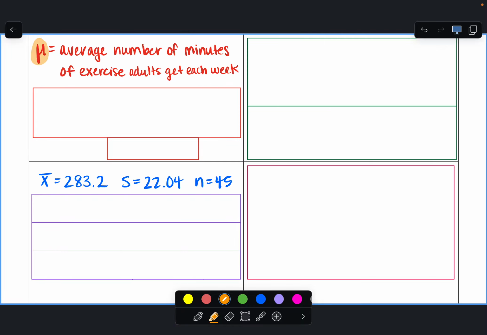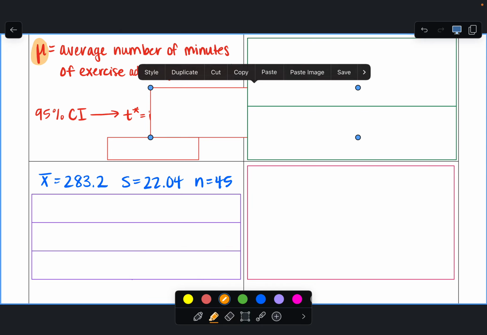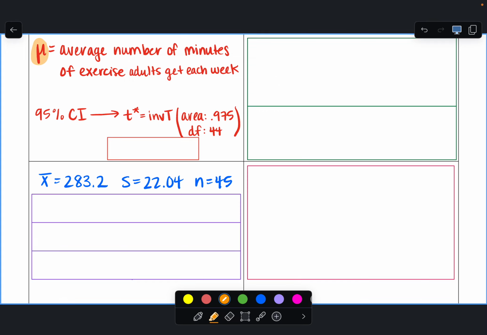Now, I have the average number of minutes of exercise adults get each week. Then I have to calculate the T star for a 95% confidence interval. Well, if there's 95% in the middle and there's 5% left over, if I divide it into 2 for both tails, my area ends up being 0.975. And this is coming from 0.025 plus 0.95.